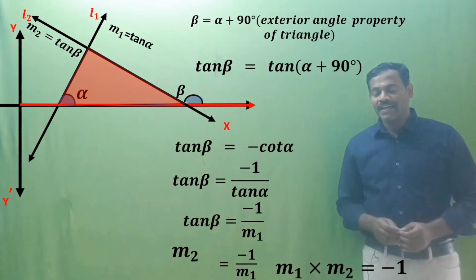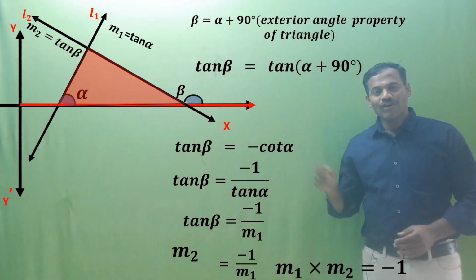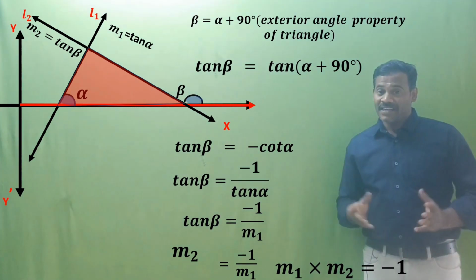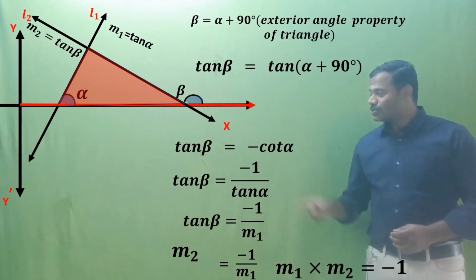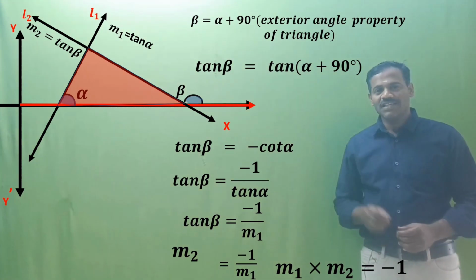So let us conclude, in case of parallel lines, m1 is equal to m2, and in case of perpendicular lines, the product of the slopes will be minus 1. That is m1 into m2 is equal to minus 1.